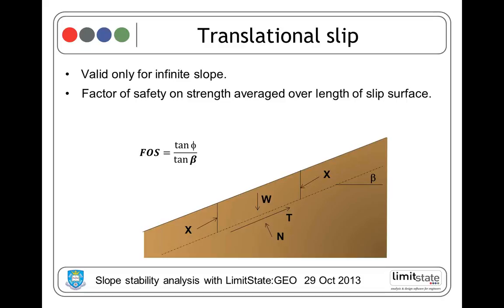So, the simplest type of slope analysis is a translational slip on an infinite slope. You could do a sliding block analysis to determine the factor of safety, which is nice and simply tan of the angle of friction of the soil divided by tan of the slope angle. Of course, that only works for infinite slopes, which there aren't too many of around.